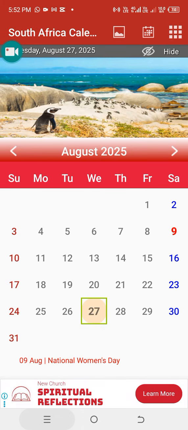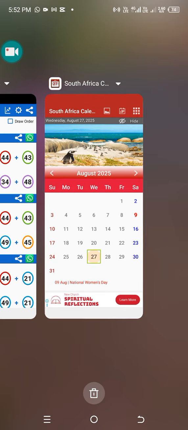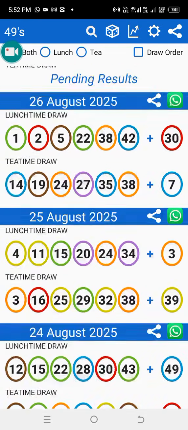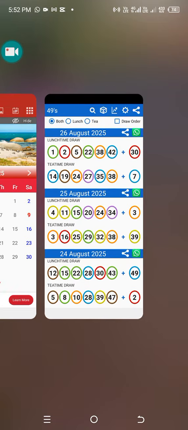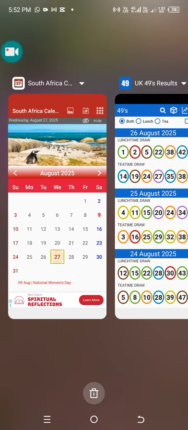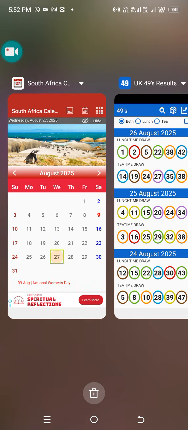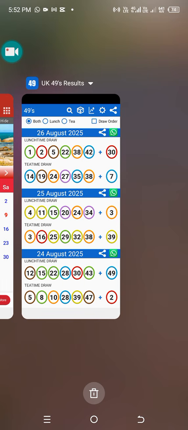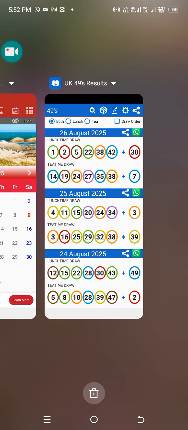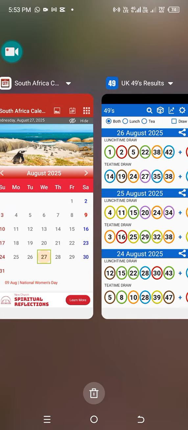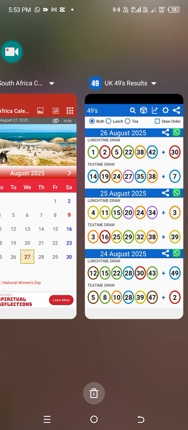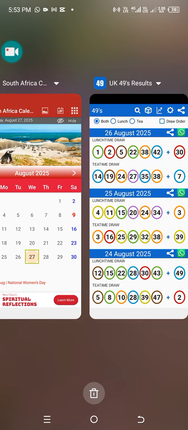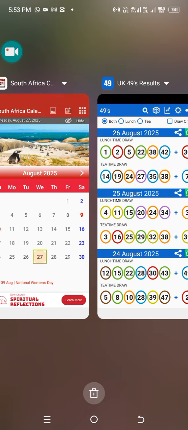On the 25th, let's see what they played on the 25th of August. On the 25th of August, we have a 4, 11, 18, 25. So 4 and 11 came on the lunch, and 25 came on tea. 18 didn't show up, right? But if you multiply 18 by 2, you can see there is a 36. Yes, 36 came as 39.